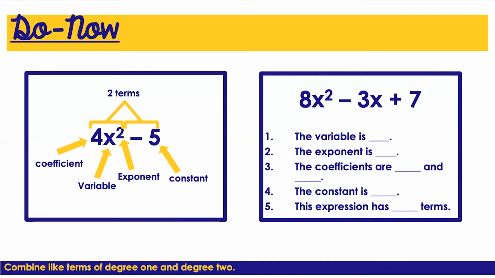So number 1, the variable is x. Number 2, the exponent is 2. Number 3, the coefficients are 8 and -3. Number 4, the constant is 7. And number 5, this expression has 3 terms. Right now would be a good moment to make sure kids understand that when there is a minus sign in front of a term, that term is negative.